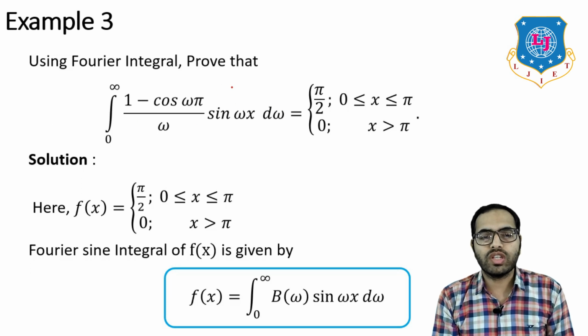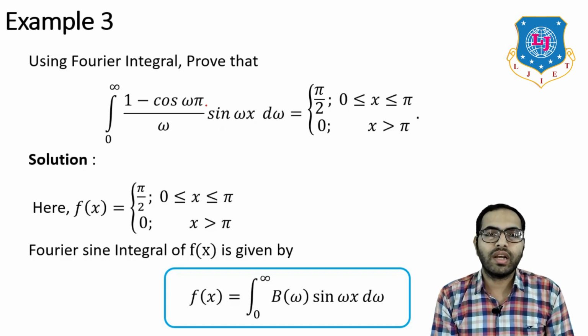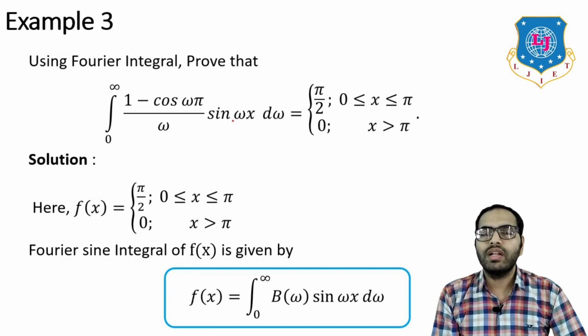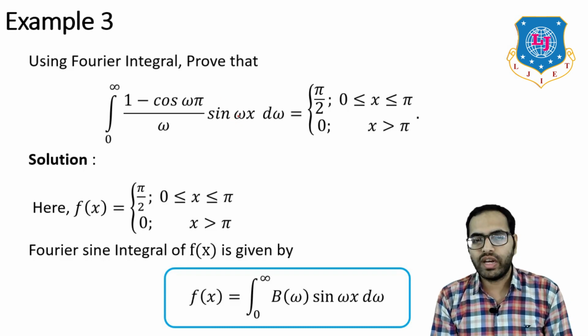Then according to the question, we are just finding the sine integral. How can we identify that the given function is in the form of a sine integral? Because our answer is in the form of sine of omega x, it is a sine integral. If it were cos of omega x, it would be a cosine integral. If sine omega x and cos omega x both are present, then we solve with the help of the Fourier integral.